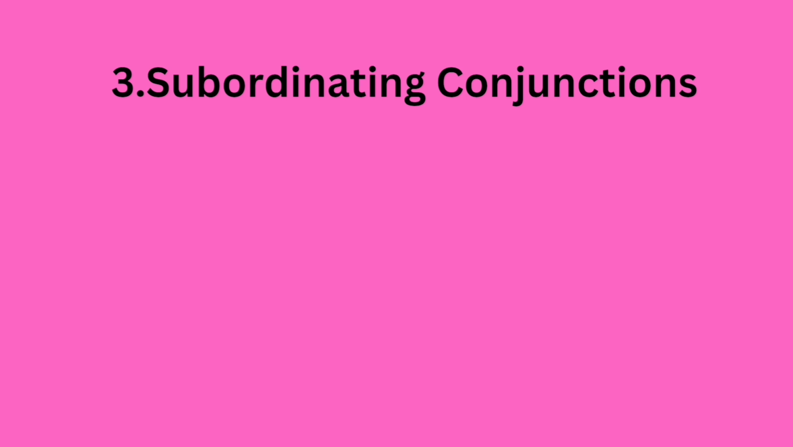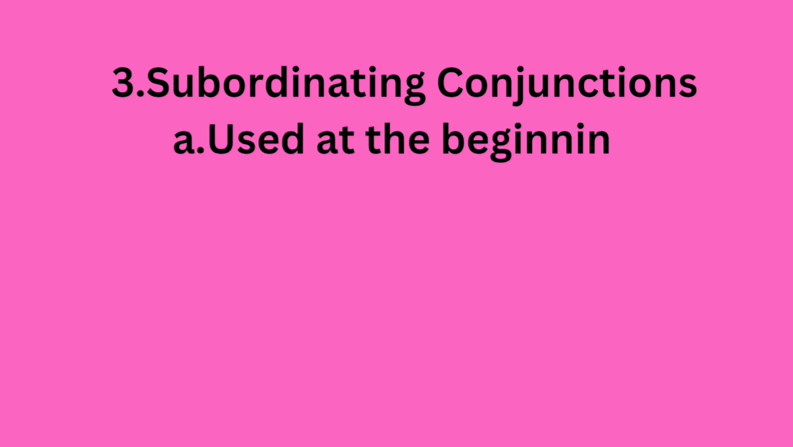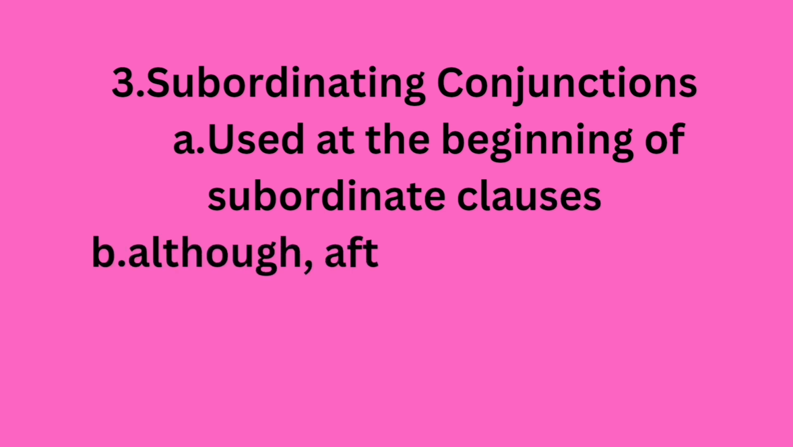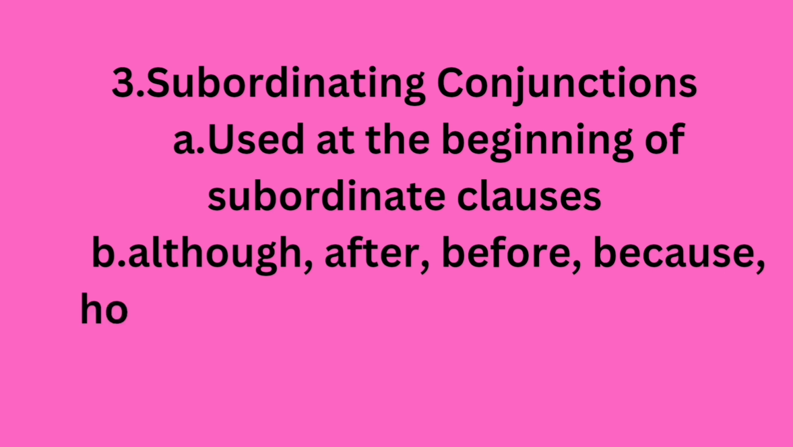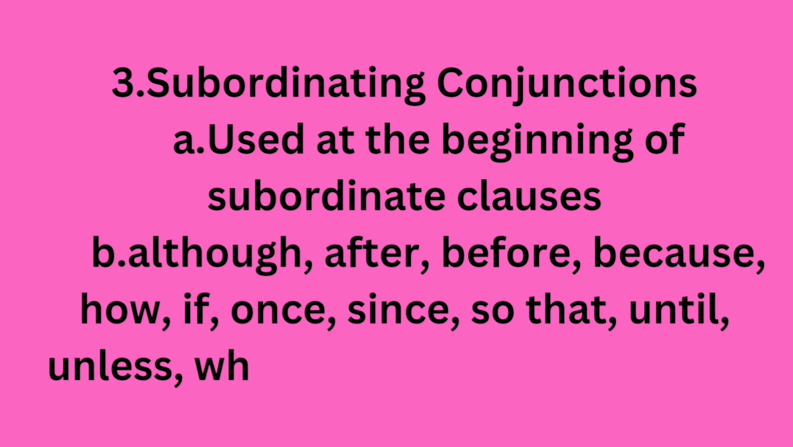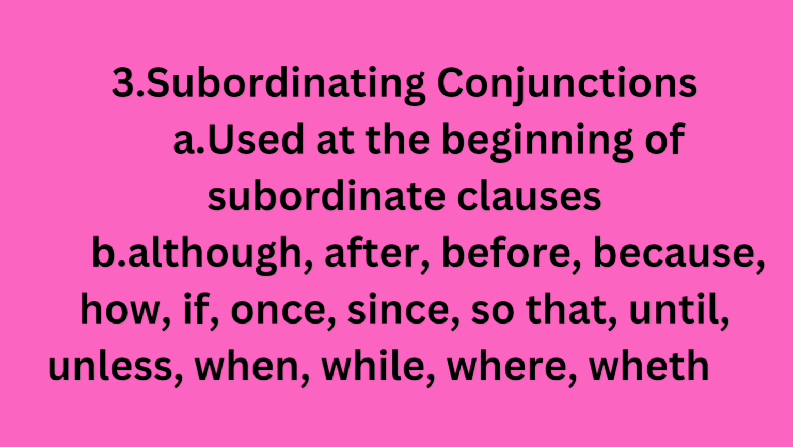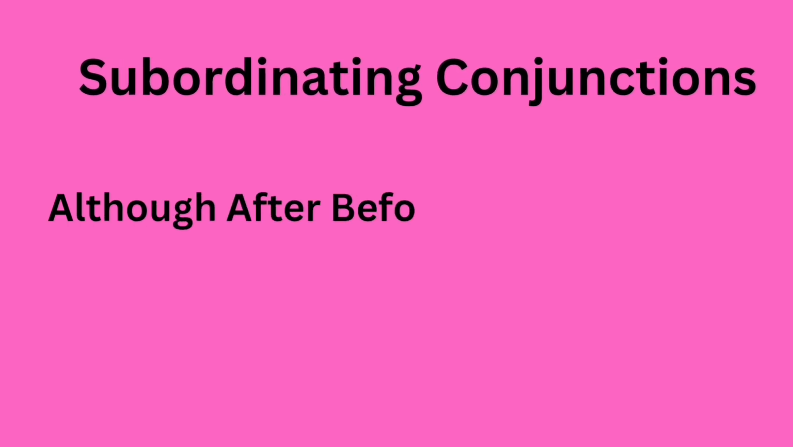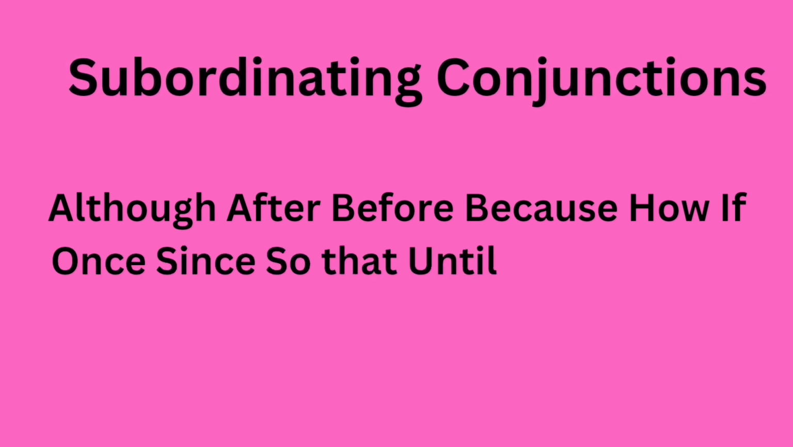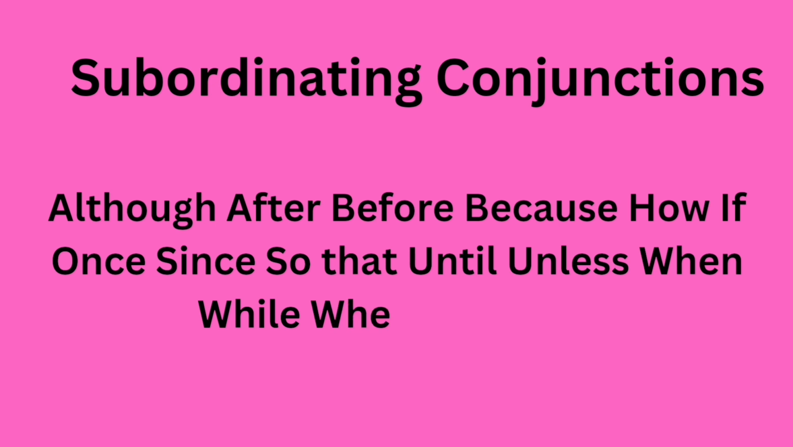Subordinating conjunctions are used at the beginning of subordinate clauses: although, after, before, because, how, if, once, since, so that, until, unless, when, while, where, whether, etc. All these are subordinating conjunctions. Examples.